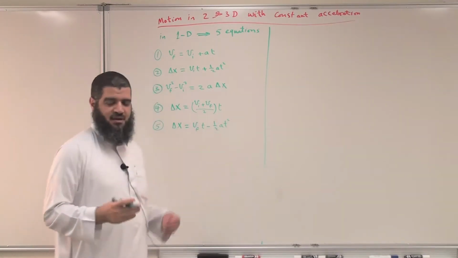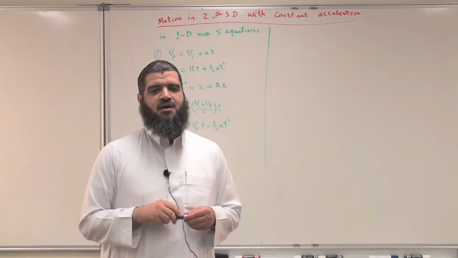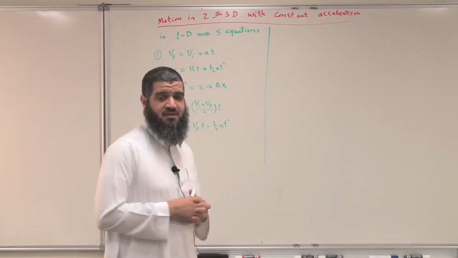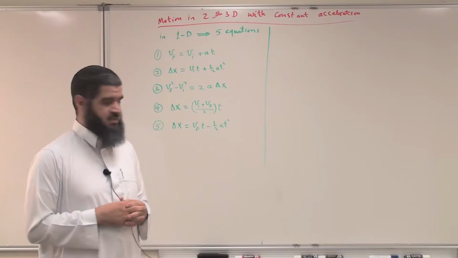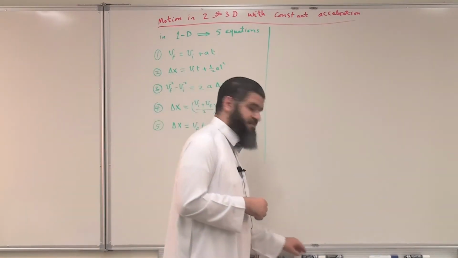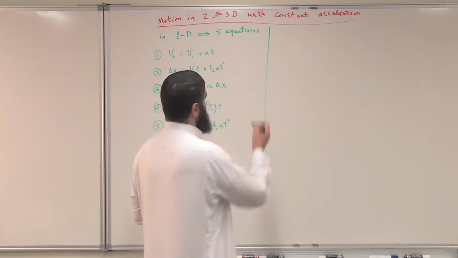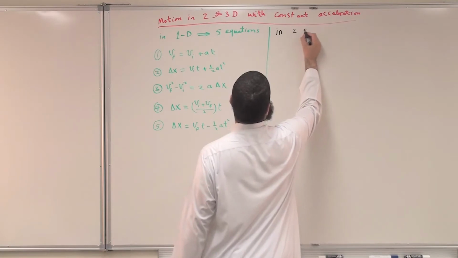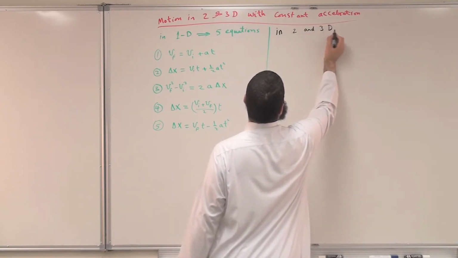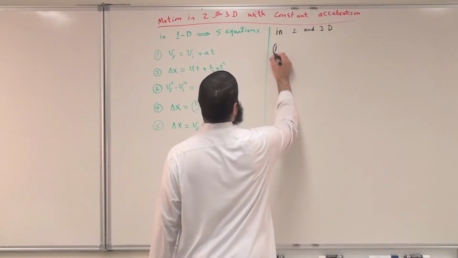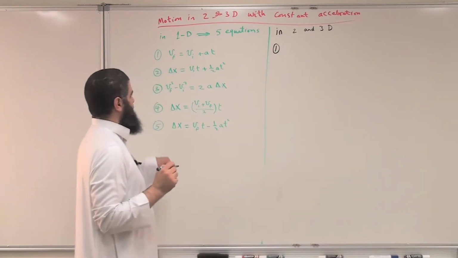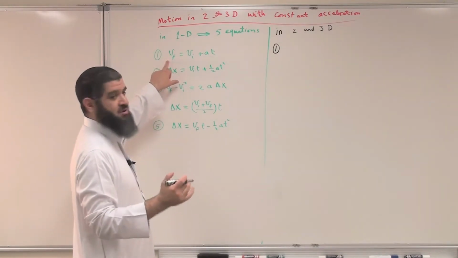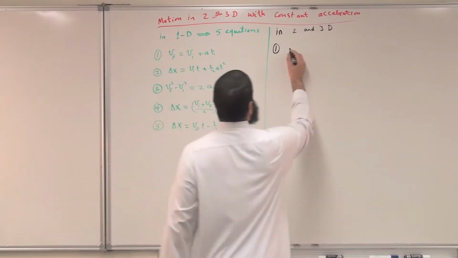Let us try to see how we deal with motion in 2 and 3 dimensions when the acceleration is constant. We'll use the same equations, but we have to notice these changes in 2 and 3 dimensions. These equations will look like the following. Equation number 1. Here, the velocity was in 1 dimension, so it was either in the positive x or in the negative x. But now it will be a vector.